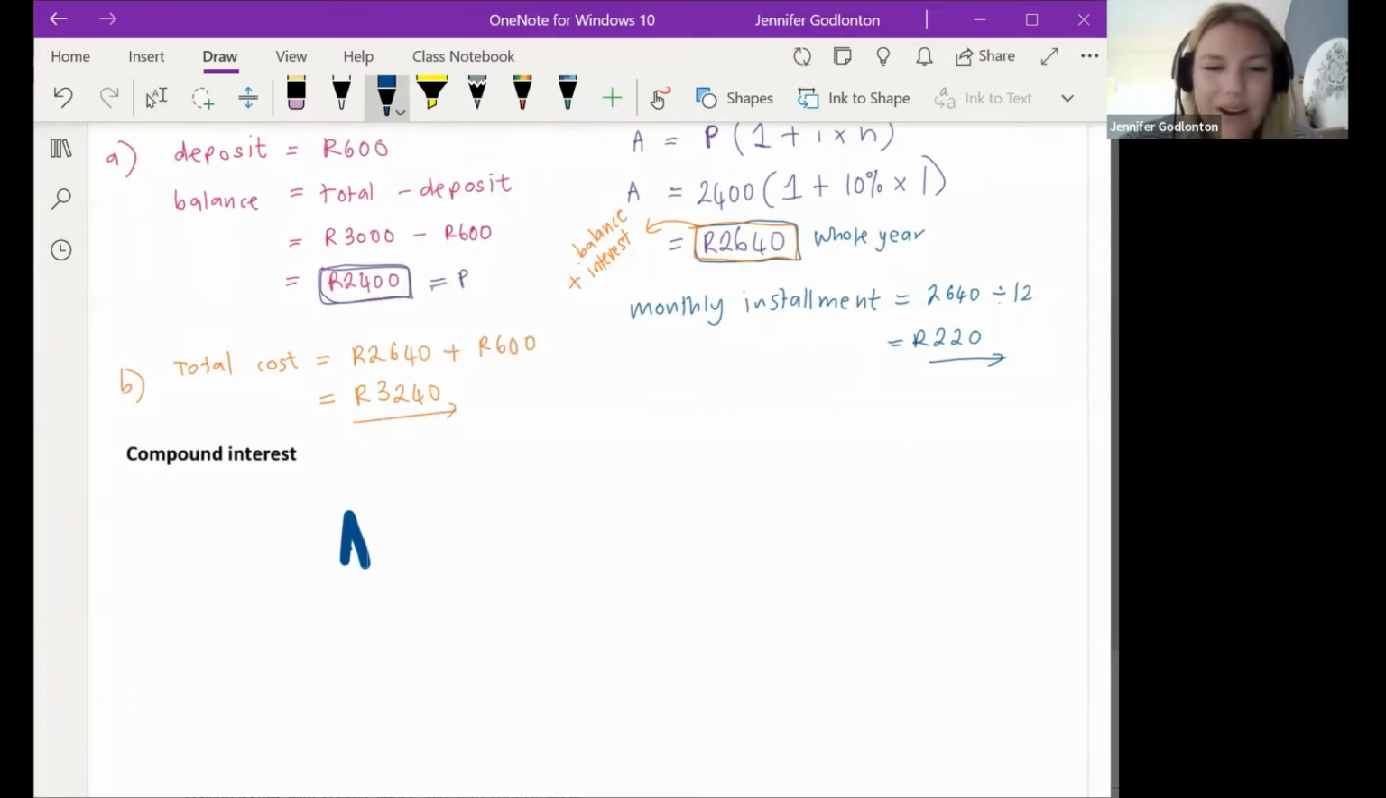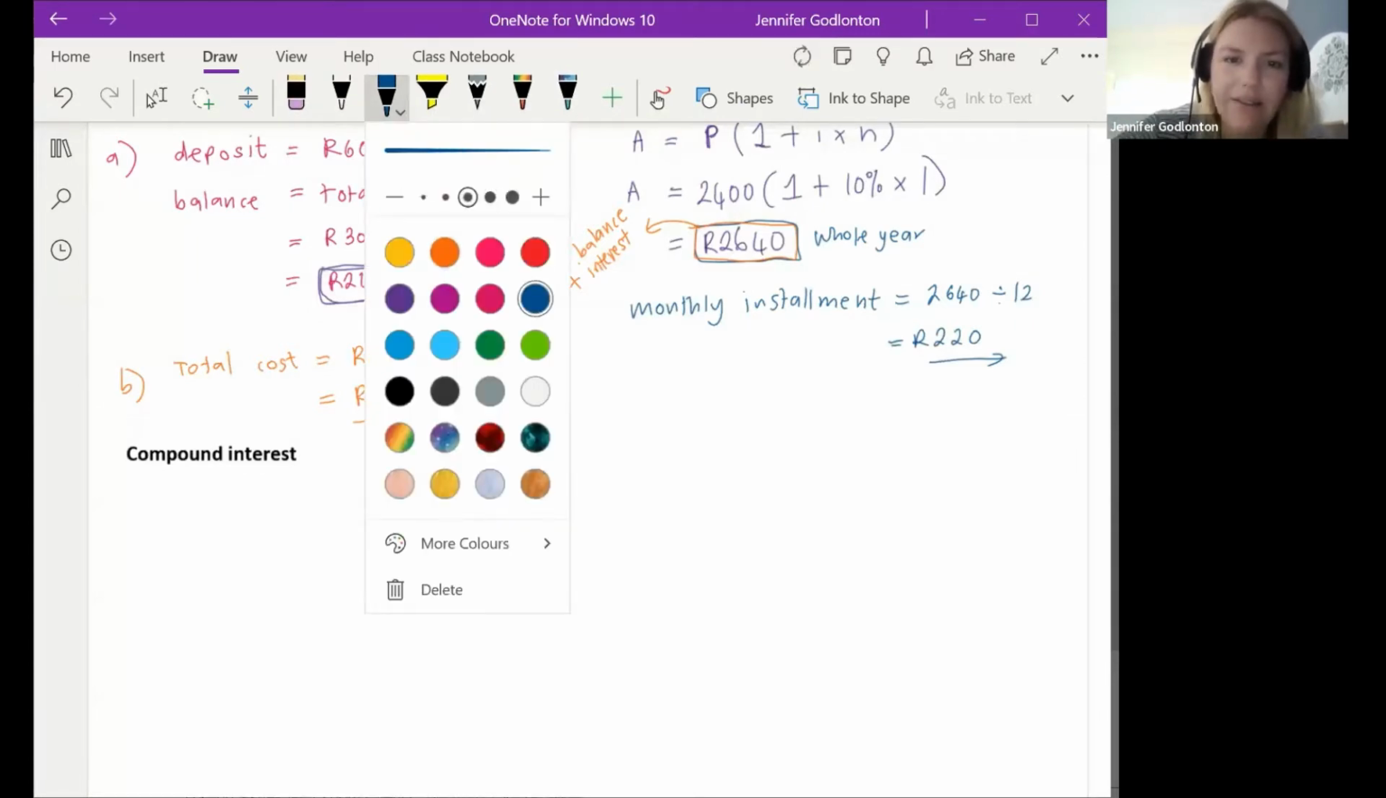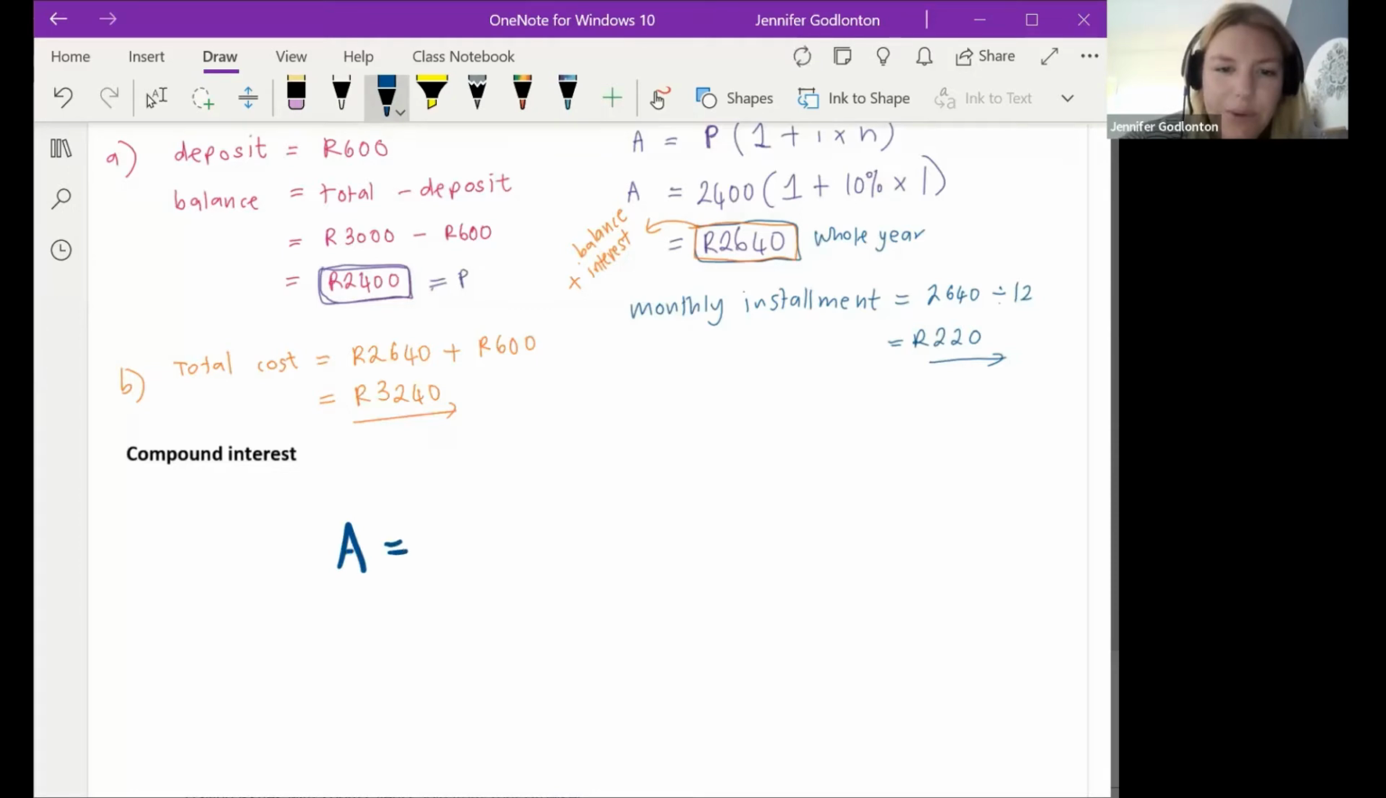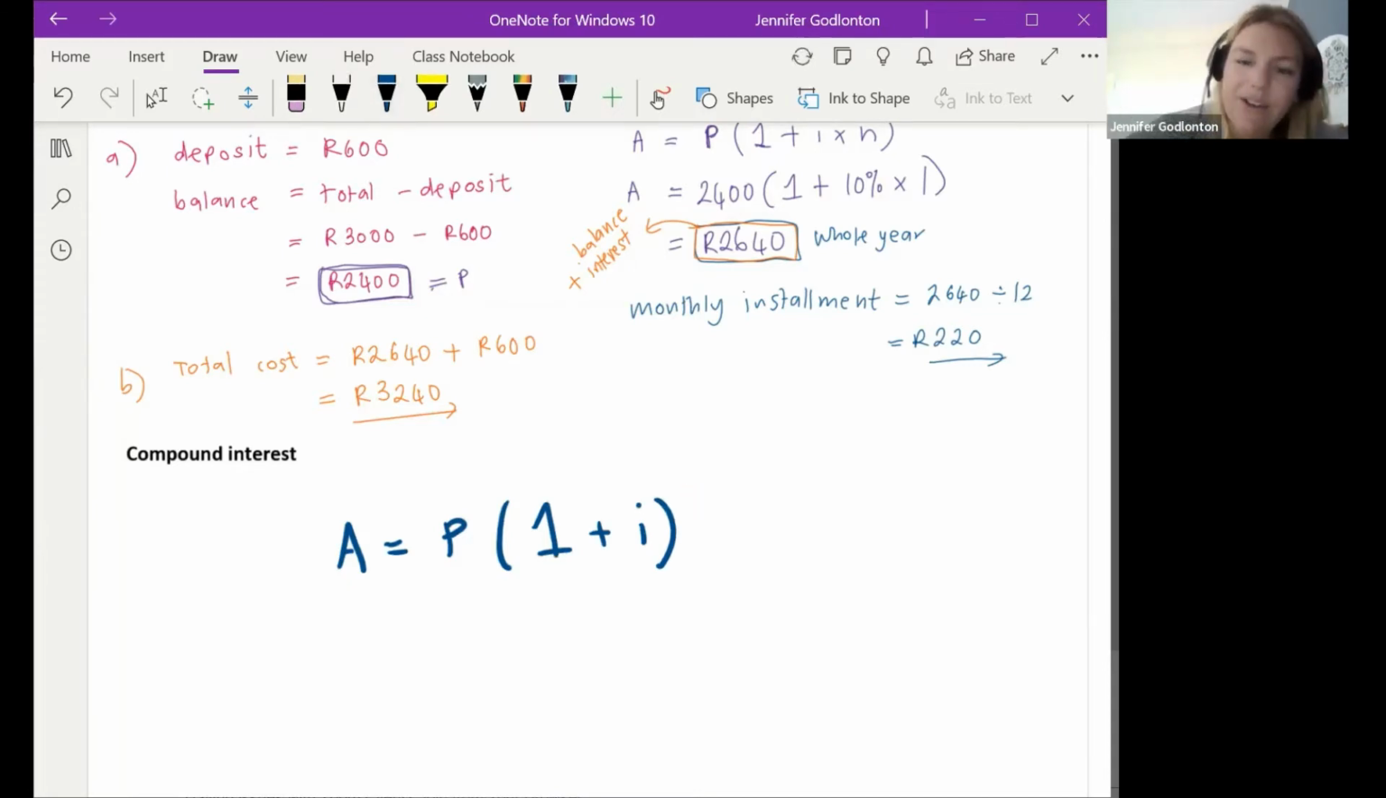Okay, compound interest. Let's try this one. A is equal to P bracket 1 plus i to the power of n. So the difference between simple interest and compound interest is this little n over here. We've kicked it out of the brackets and we've made it a power. So the difference with compound interest is, we like to call it, interest on interest.